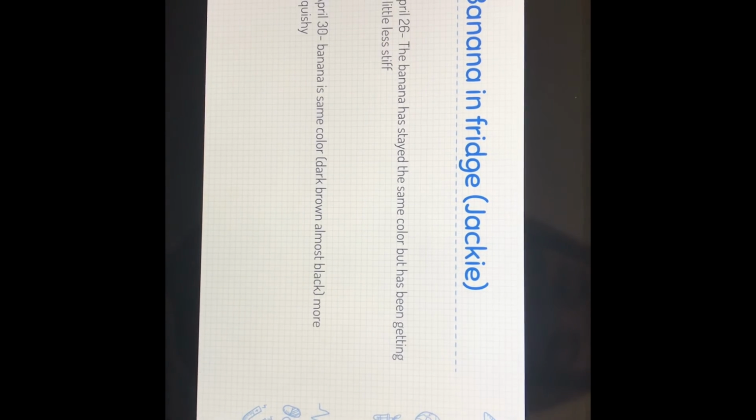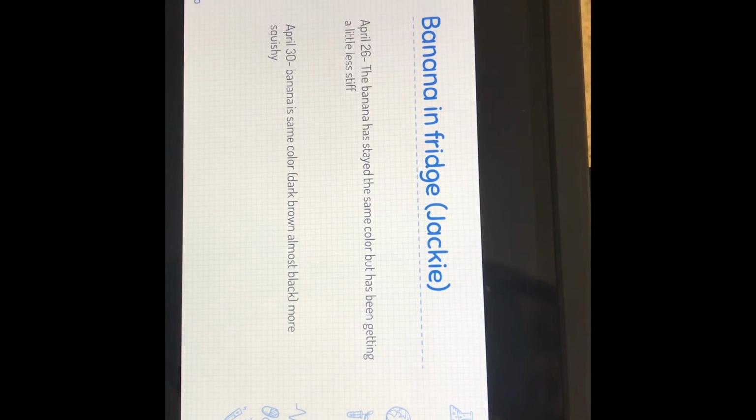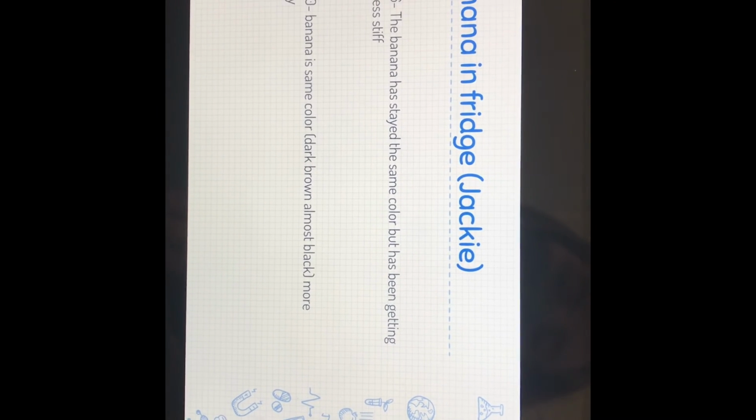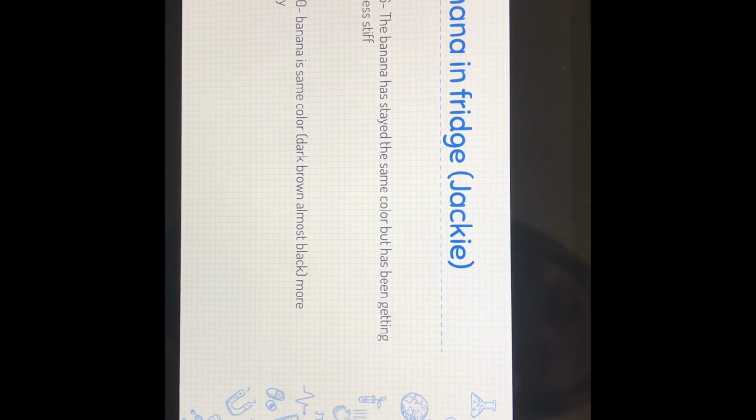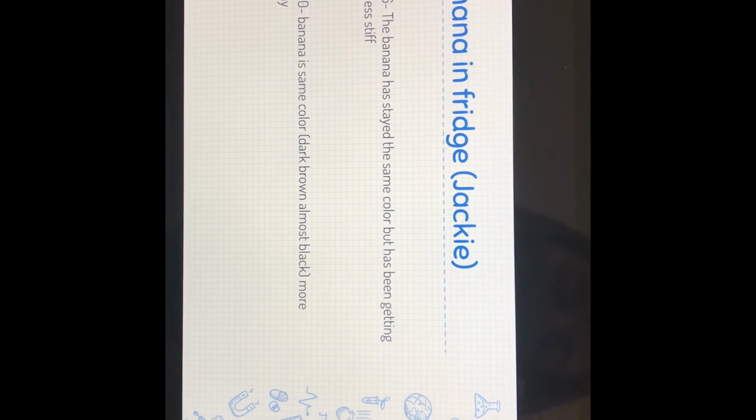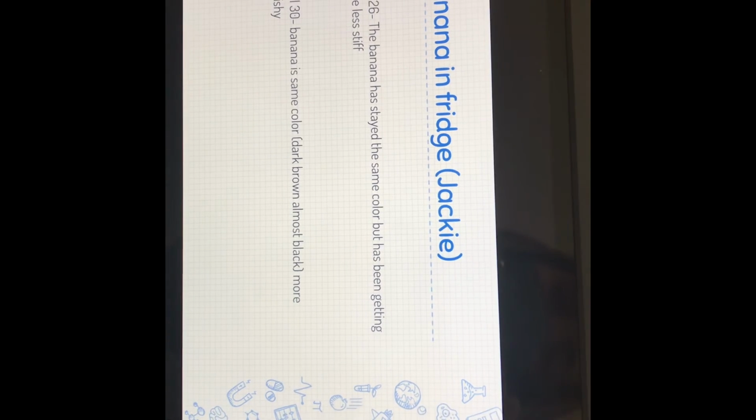For me, I had the banana in the fridge, and on April 26th, the banana has stayed the same color, but has gotten a little less stiff. On April 30th, the banana is still the same color, which is dark brown and almost black, and it's more squishy.